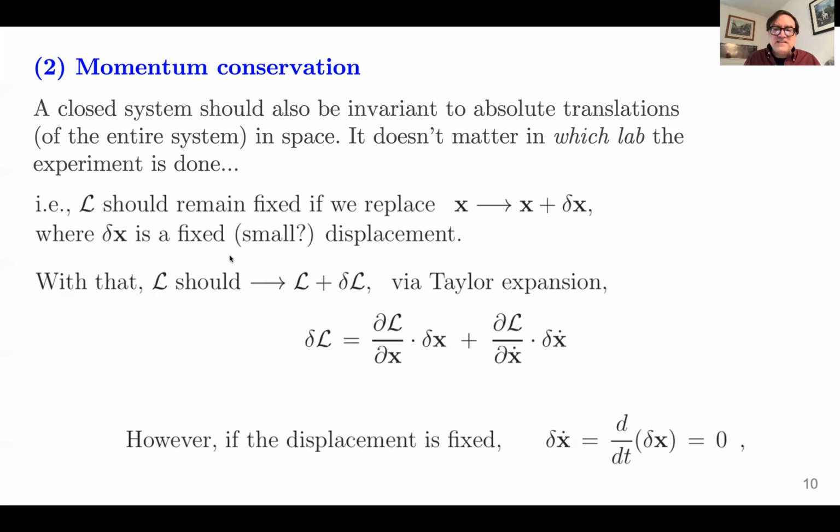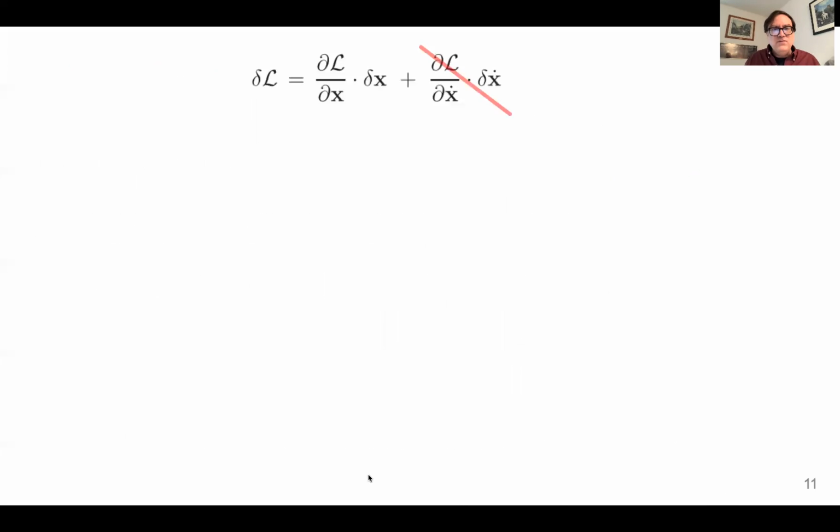But if it's a fixed displacement, if it's just some constant that we've tacked on to the displacement vector, then the time derivative of it is going to be 0. So that term goes away. So the perturbation in the Lagrangian is just this first term.